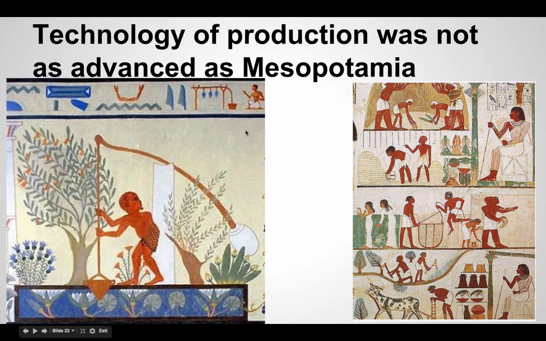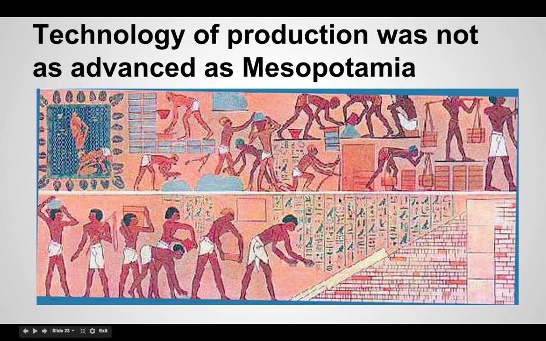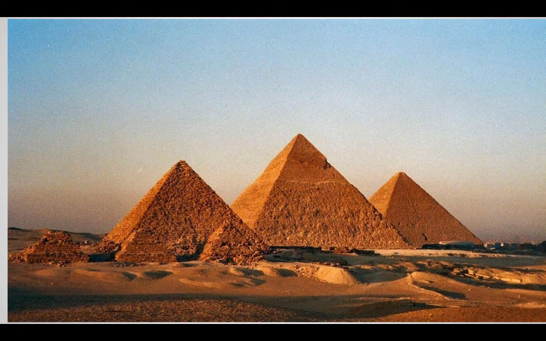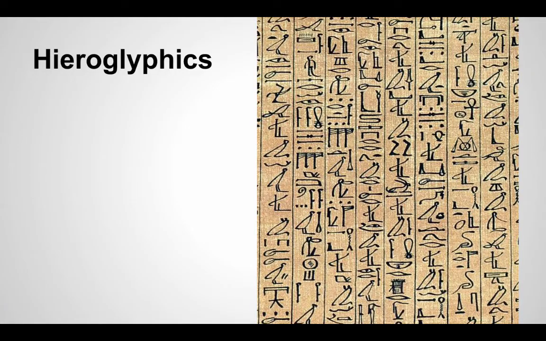Here we see a man using what's called a shaduf in order to irrigate their crops. We can see some very basic tools being used for farming purposes. But more than likely, the images of production or large-scale projects in Egypt look more like this, just lots of people doing a ton of manual labor. And so in order to build the gigantic pyramids, it's not so important that we have great tools. It's important that we have a lot of people.